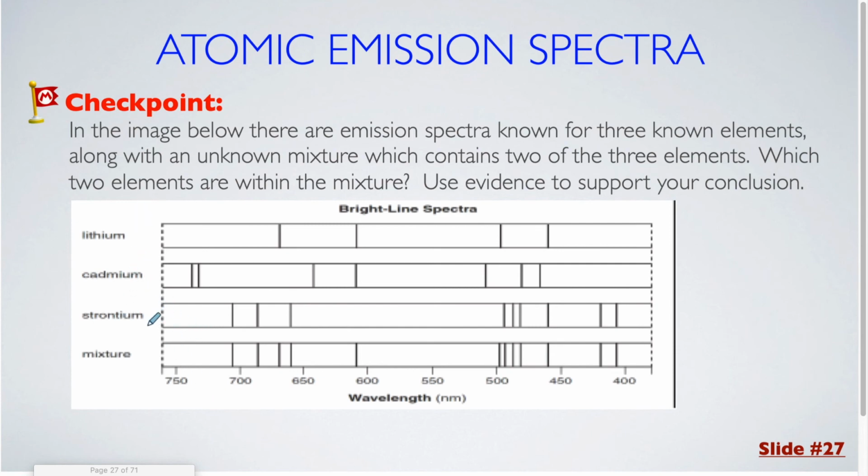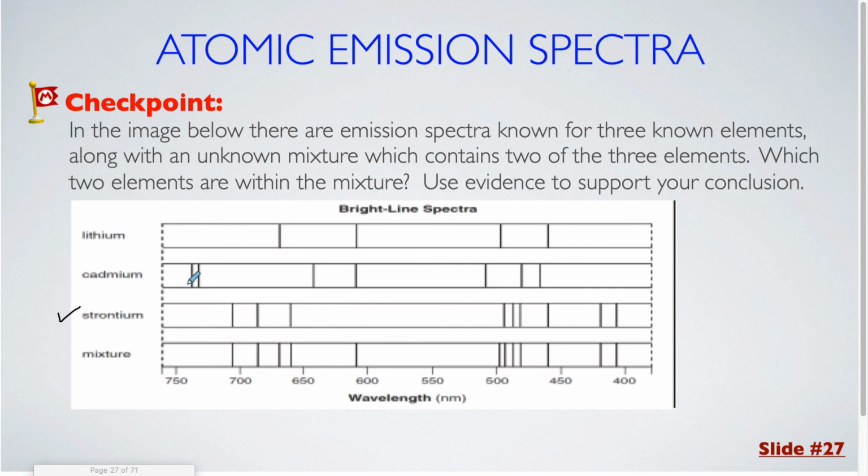Now if I look at strontium here, I have a line here, here, and here, and they all match with the lines that are on the bottom. So it's a good bet that strontium is likely in our mixture. But you need to check all the way across because sometimes there might be other parts that don't match. So these lines all match up here, here, and here. So strontium is definitely going to be one of the elements that is inside of the mixture.